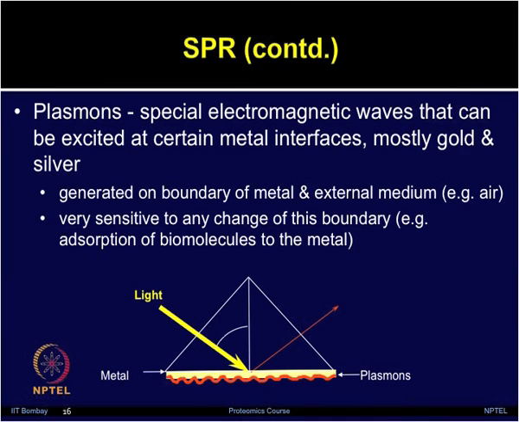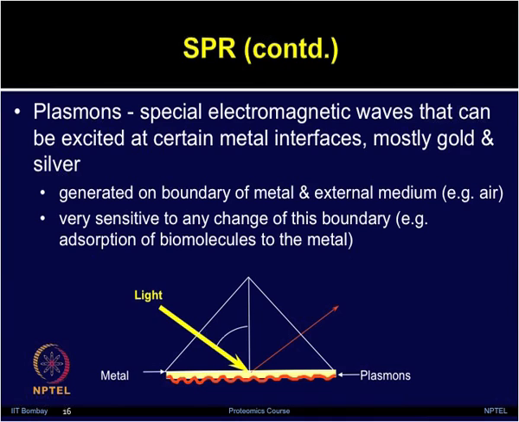From that interface, the surface plasmons are created when the light energy from polarized incident photons is coupled into the oscillation mode of the free electron density present at the metal film. Now, from this gold surface, these plasmons are generated on the boundary of metal and external medium, usually air.